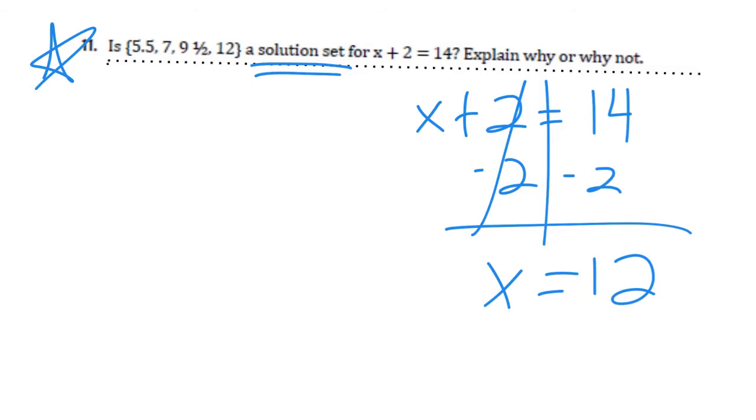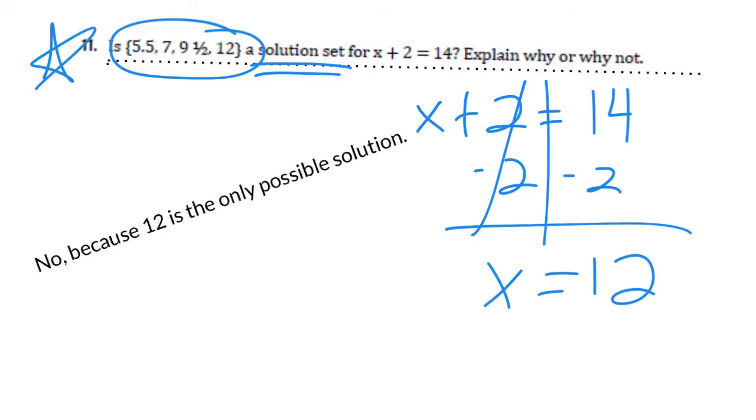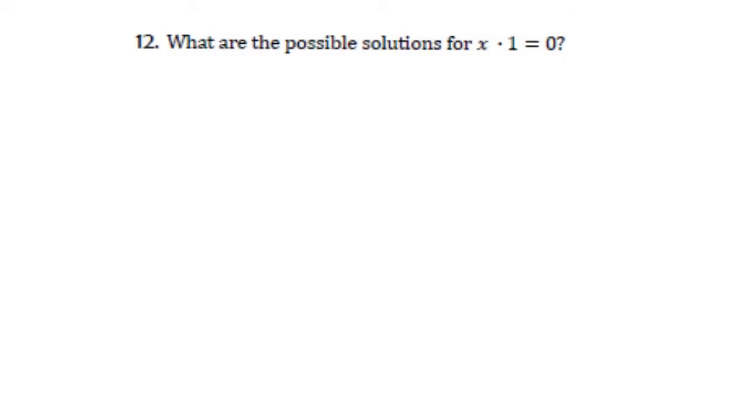So then I look at my solution set right here, and I would determine if that would be a solution, like would they all work for x equals 12? So for the sentence, you could write no, because 12 is the only possible solution. No, it's not a solution set because 12 is the only solution for this problem. Okay, let's look at number 12. What are the possible solutions for x times 1 equals 0? Well, the only possible solution for that is 0.